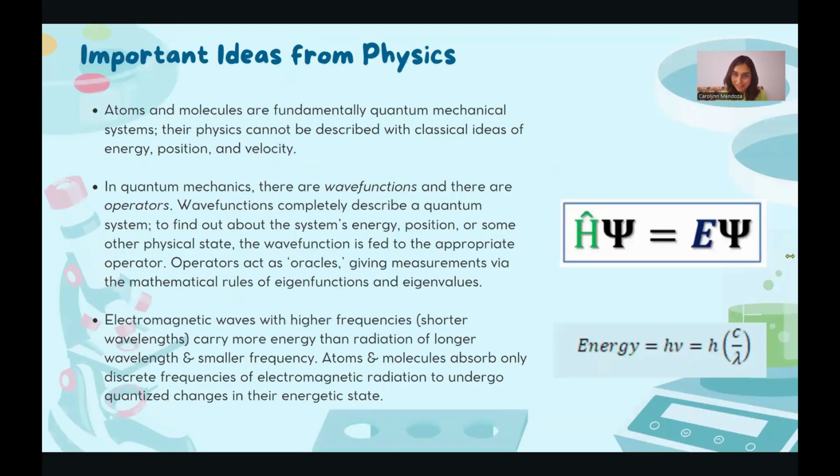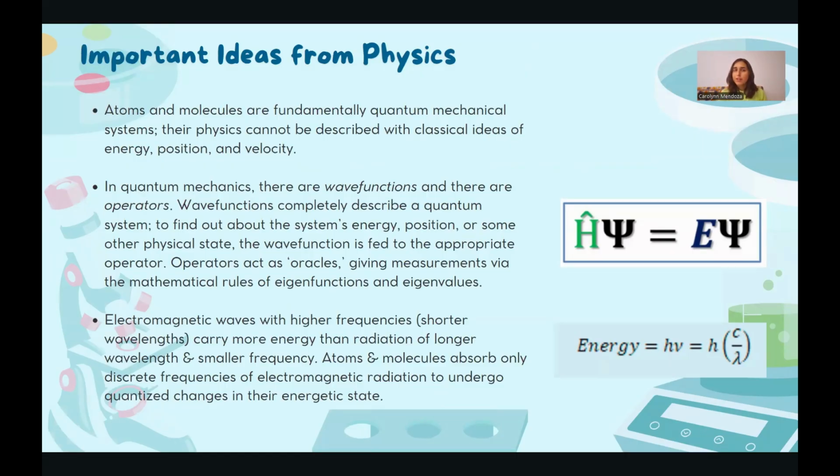There's going to be a lot of math in the slides that follow, so we want to review some core concepts. Atoms and molecules are quantum mechanical systems. That means that they have their own wave functions. Remember that a wave function in quantum mechanics can tell you everything you need to know about the physical system it's associated with. You just need to feed it to the appropriate operator.